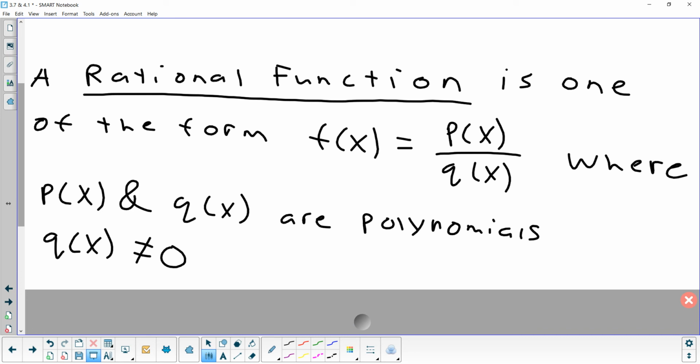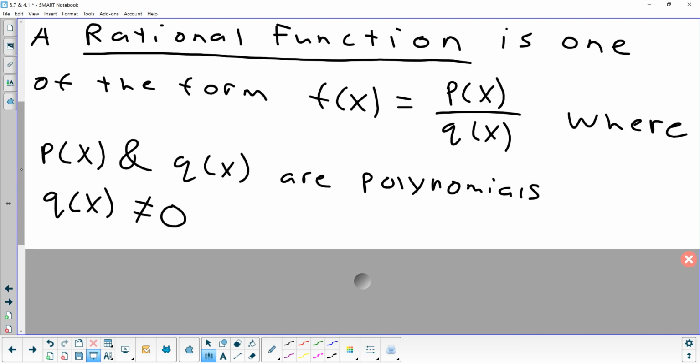So a rational function is of this form. It's a fraction where the top and the bottom are polynomials, but the bottom can't be 0 because you can't divide by 0. So because we're going to be looking at fractions, we can go back now and talk about domain. You're never allowed to divide by 0. So when they ask you for the domain of a rational function, make sure you never include a value that would cause you to divide by 0.